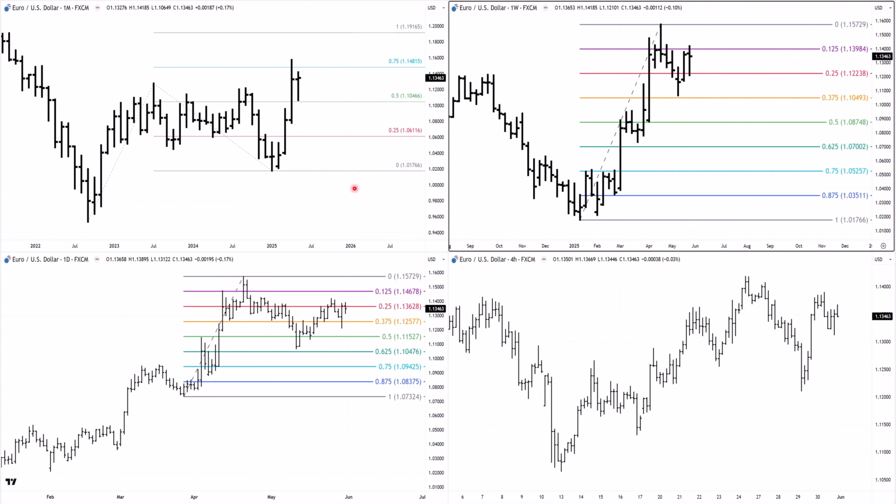Let's check our friend, the Euro. And you can see the Euro has some similarities to the pound chart. We've got a very strong monthly chart here. It's taken out a bunch of tops there.